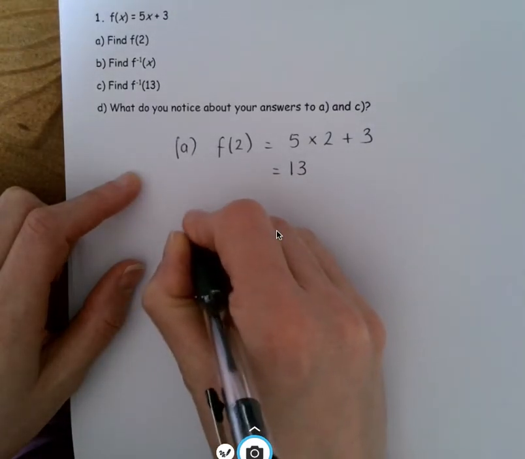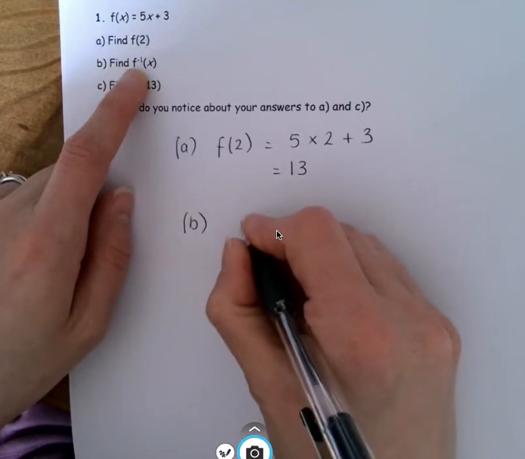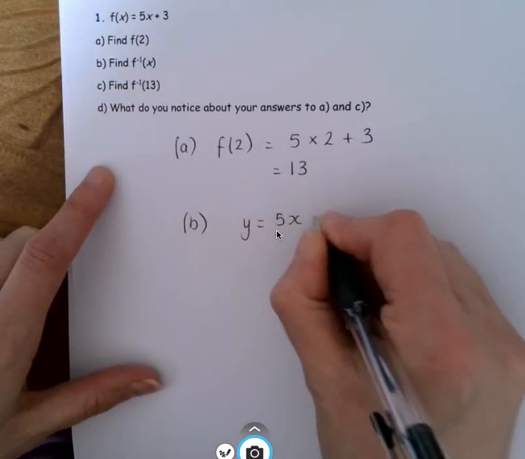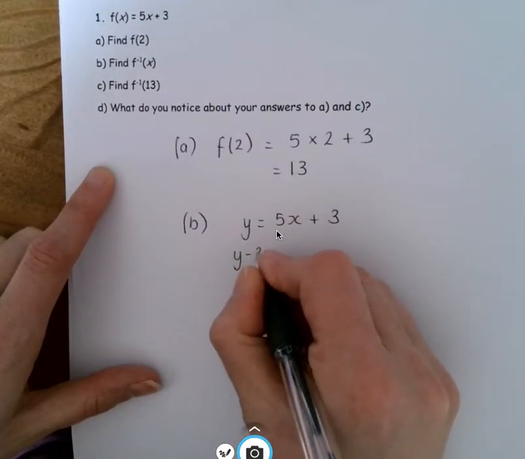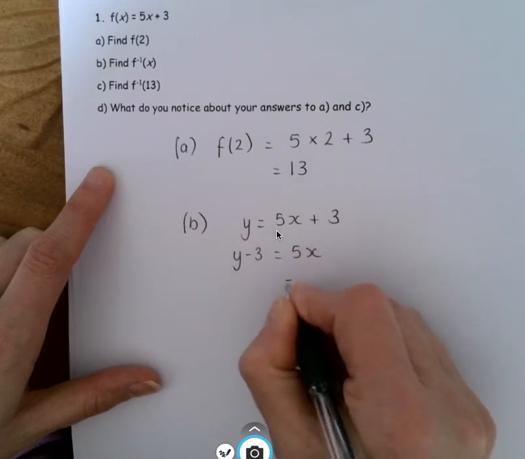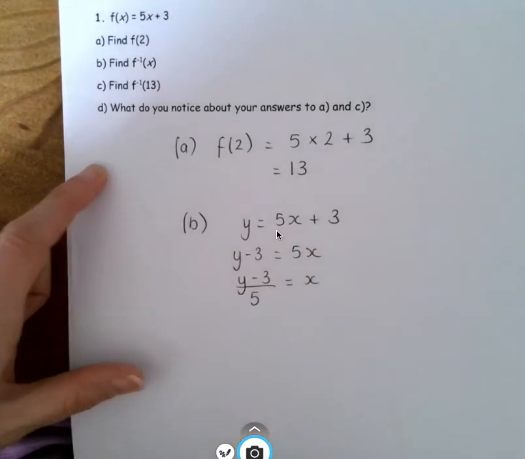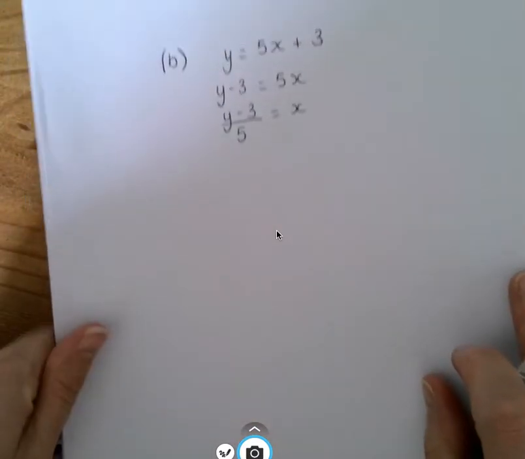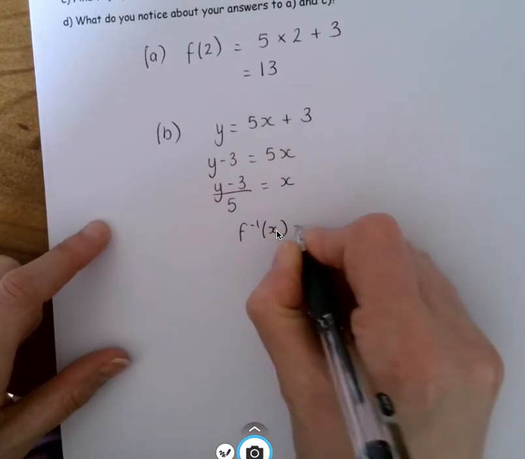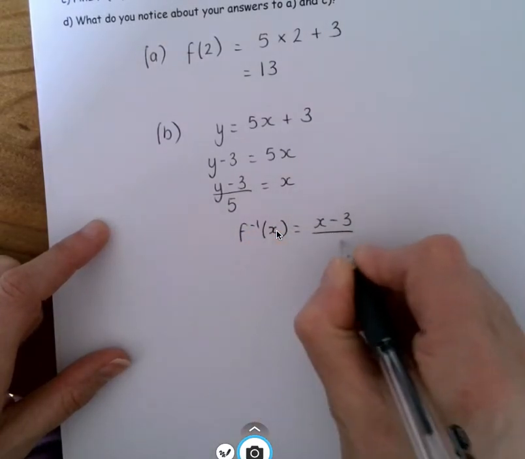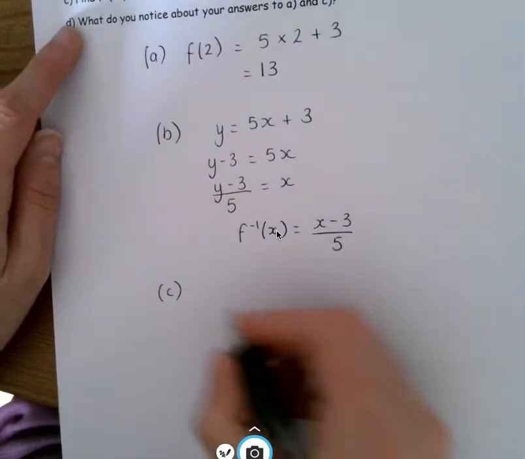Okay, B now asks us to find what the inverse function of x is. So we start y equals 5x plus 3. We want to rearrange that. So we take away 3. y take 3 is 5x. Divide by 5, so we get x equals y take 3 over 5. Okay, so now we can write our inverse function as inverse function of x is equal to x take 3 over 5.